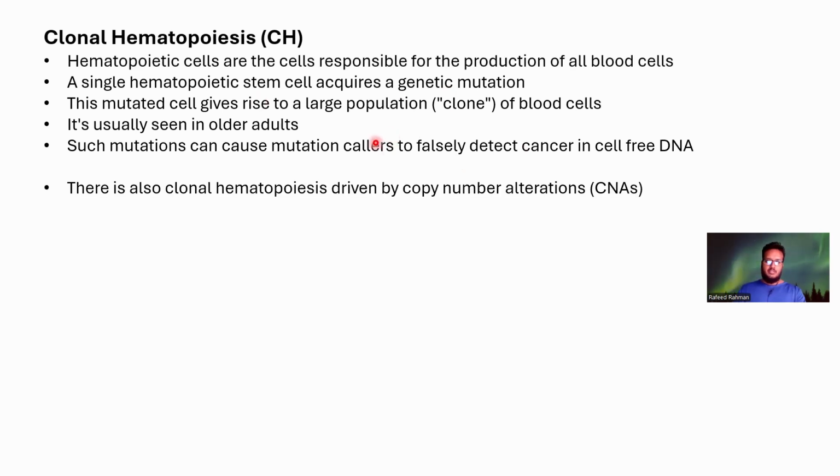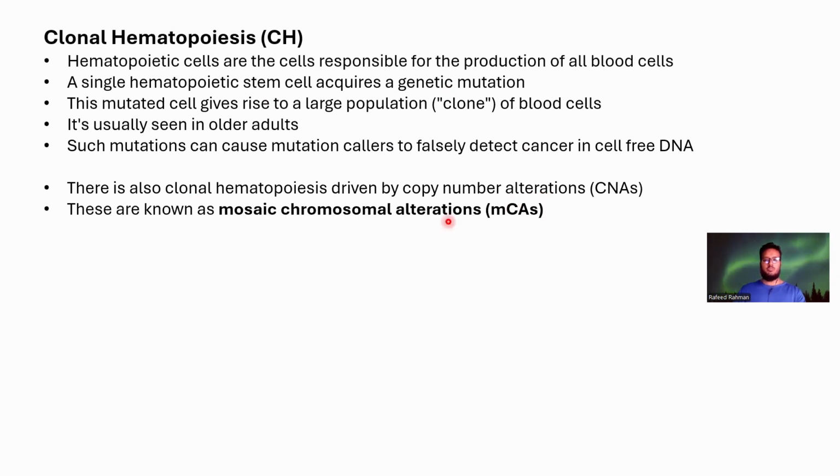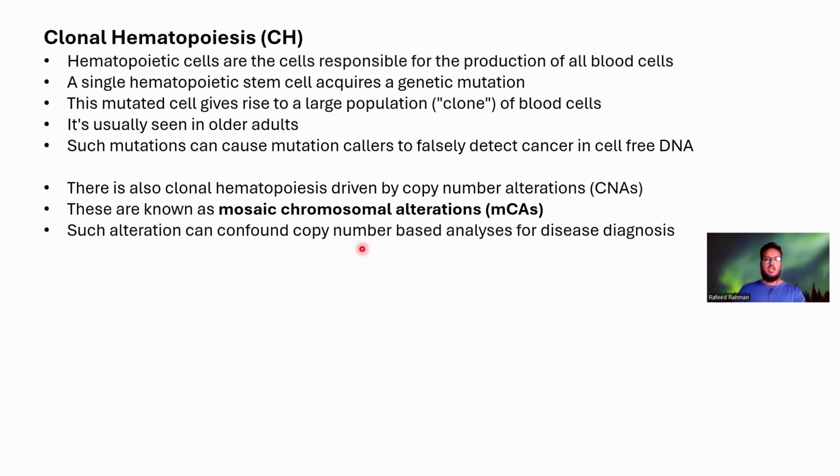And it is not restricted to mutations only. It can also be driven by copy number alterations. So there is a CH version of CNAs, copy number alterations. They have a nice name, mosaic chromosomal alterations or mCAs. And they can surely confound or hamper your copy number based analysis of disease diagnosis. So that's all about clonal hematopoiesis.